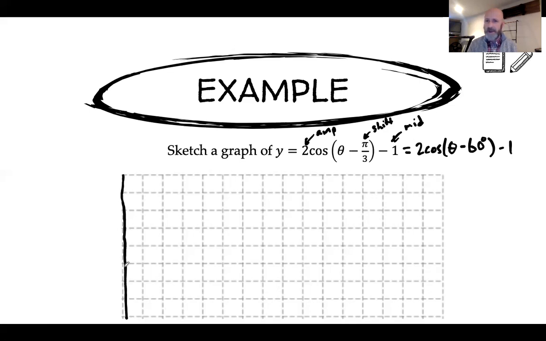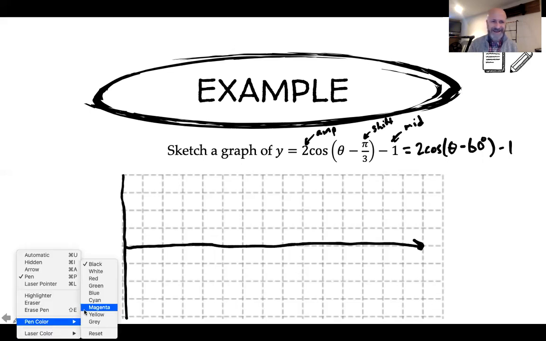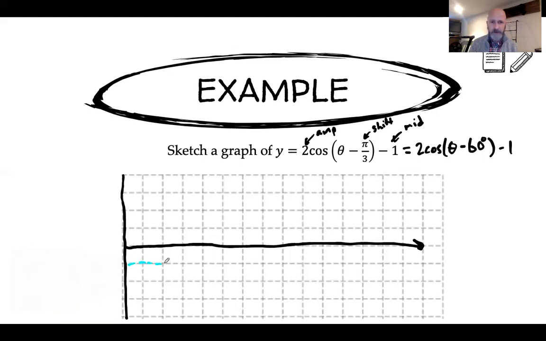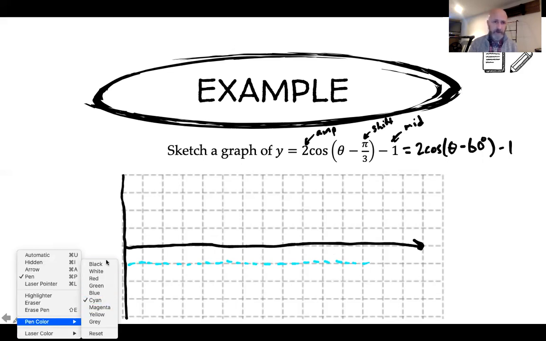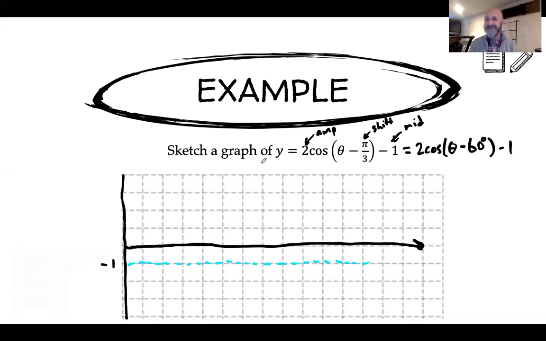So here's a y-axis, and here is an x-axis, like that. All right, and I'm going to start by drawing a dotted line at -1. -1 is my midline. So here's the line that this cosine curve is going to wrap around, just like that. And then I'm going to recognize that this cosine curve will rise 2 units above. So it'll rise all the way up to 1 and fall 2 units below, down to -3. That is to say, we're going to have a domain of all real numbers, but we're going to have a range from -3 to 1.